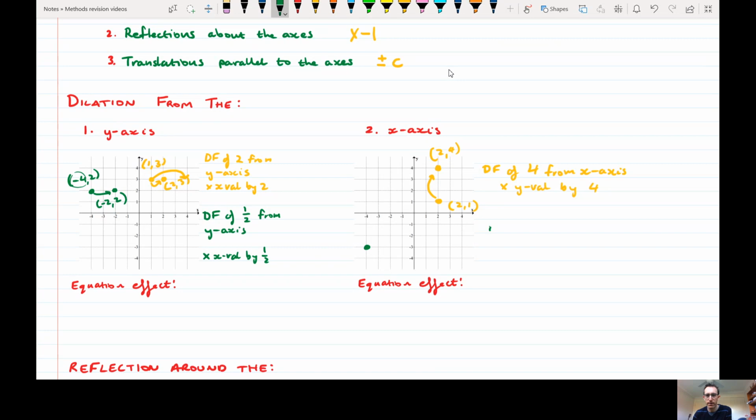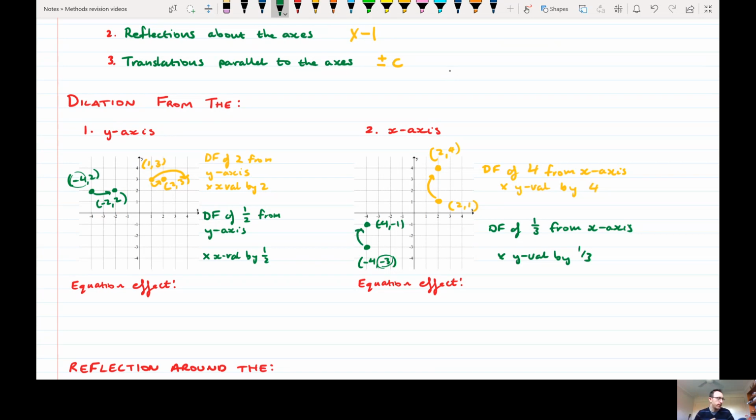And I can do the same thing with the green coordinate over there. We've got dilation of factor, let's do 1/3, just to avoid fractions. We're doing it from the X-axis, means I'm multiplying the Y value by 1/3. So the coordinate here is -4, -3. If I multiply the Y value by 1/3, you get -1. So -4, -3 gets transformed to -4, -1 that way.